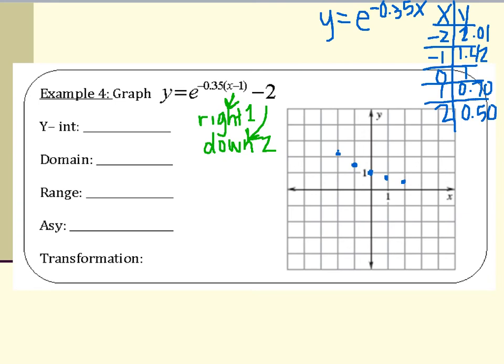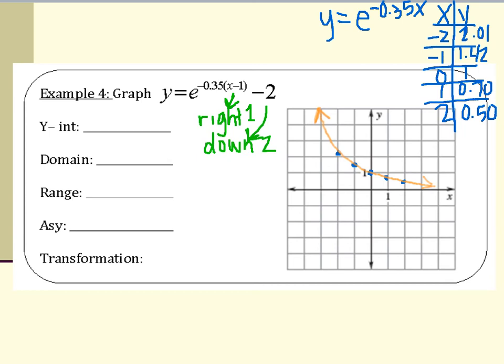I'm just going to do it in a different color because I need to move these points. So I want to be able to make sure I can see my points really well. So here's my curve, and that's decay. You can see that just by looking at it, that's going to be exponential decay.